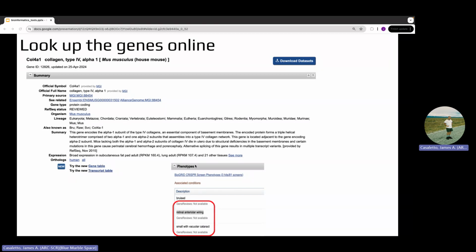If you scroll down in this page, you get to the phenotypes. And this particular list of phenotypes includes one which has to do with the retina and the other with cataracts, both of which are consistent with our observed phenotype of space-associated neuro-ocular syndrome.